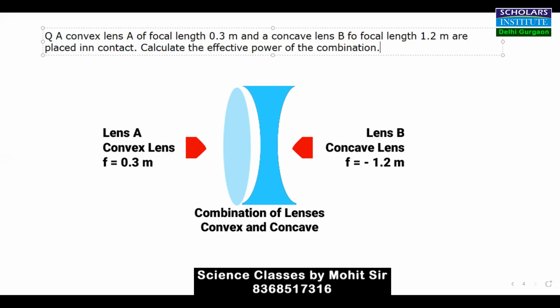A convex lens A of focal length 0.3 meters and a concave lens B of focal length 1.2 meters are placed in contact with each other. Calculate the effective power of the combination. This is the question. Let us do this question.